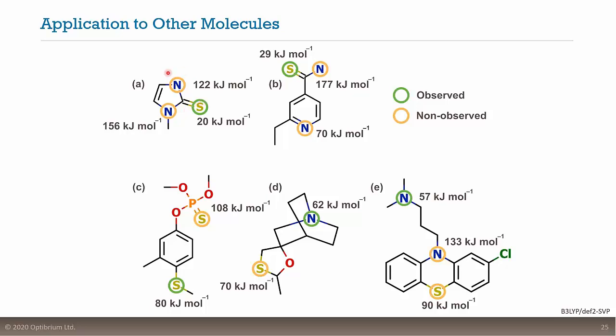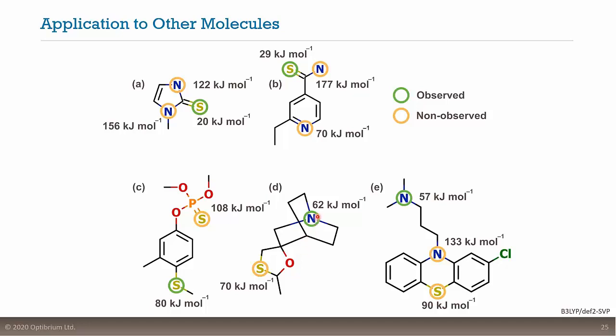And in all 5 cases, A, B, C, D, and E, the site which was observed experimentally also had the lowest activation energy. And of course one could argue that, well, in the case of D, the 62 kilojoules per mole versus 70 isn't a huge difference, but that's where the steric and orientation descriptors kick in and say, okay, actually nitrogen is the experimentally observed site of metabolism.